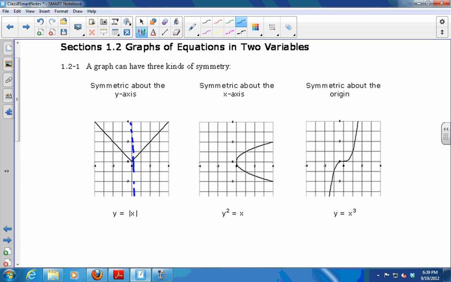Then we have symmetry about the x-axis, same thing. If you were to fold your graph paper along the x-axis, the two halves would match. So the x-axis is like a mirror.